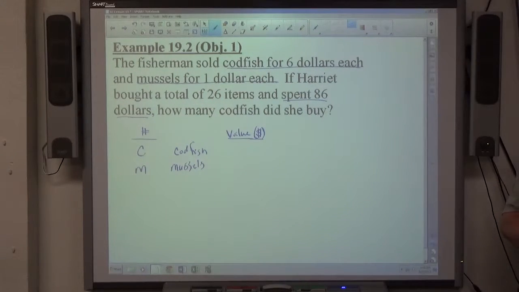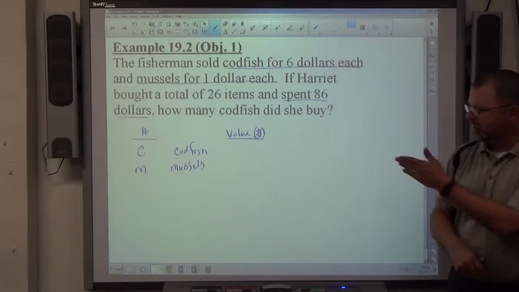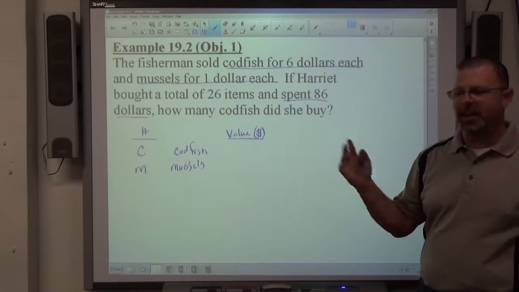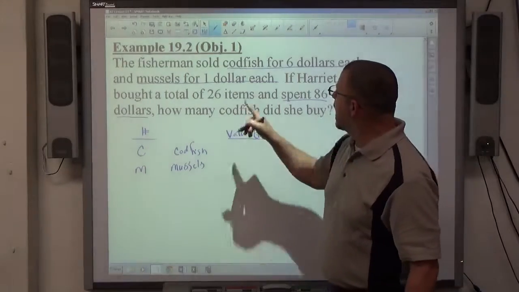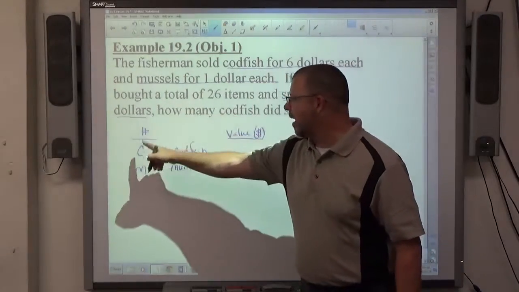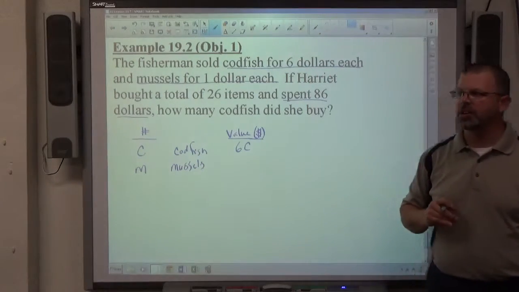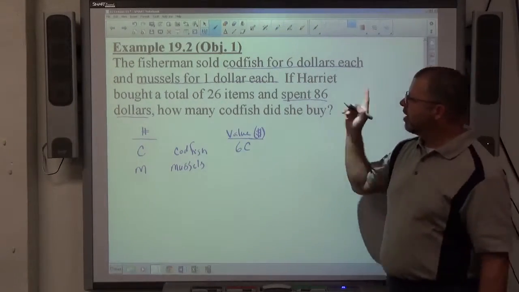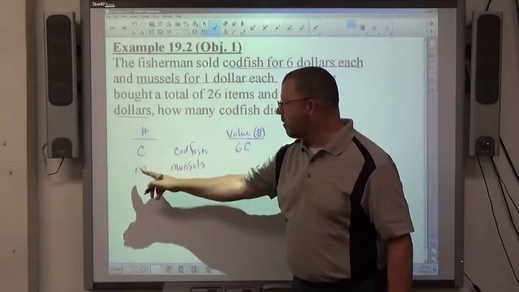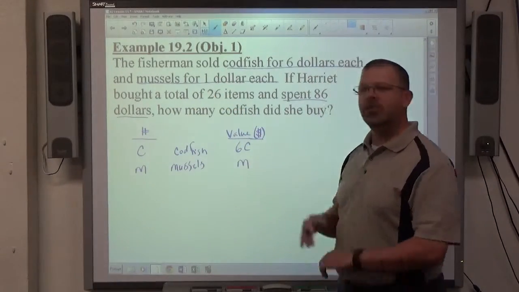I don't want to get too creative with my variables. Both words start with different letters. That seems good. C and M are both very good letters to use because they don't look like anything else. Every codfish is worth $6 and she bought C of them. So 6 times C represents how much money she's going to spend on codfish. Each mussel costs $1 and she bought M of them. So 1 times M, better known as M.